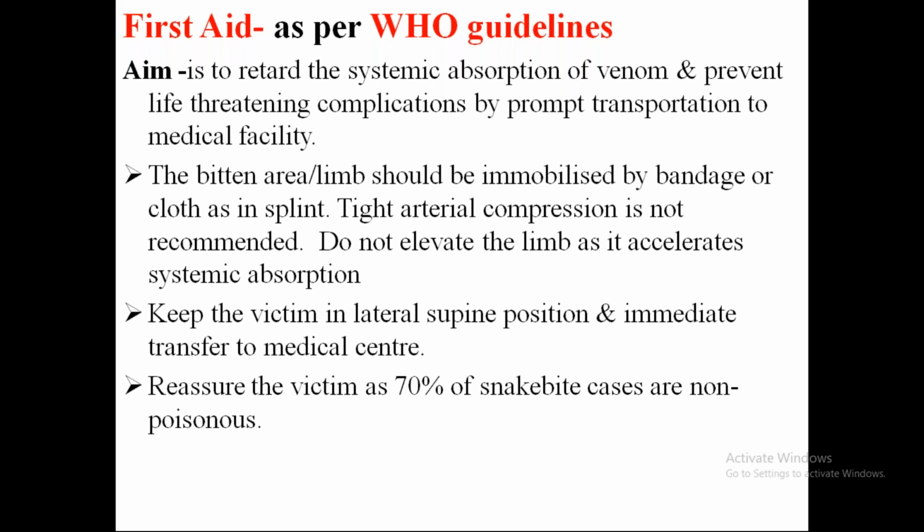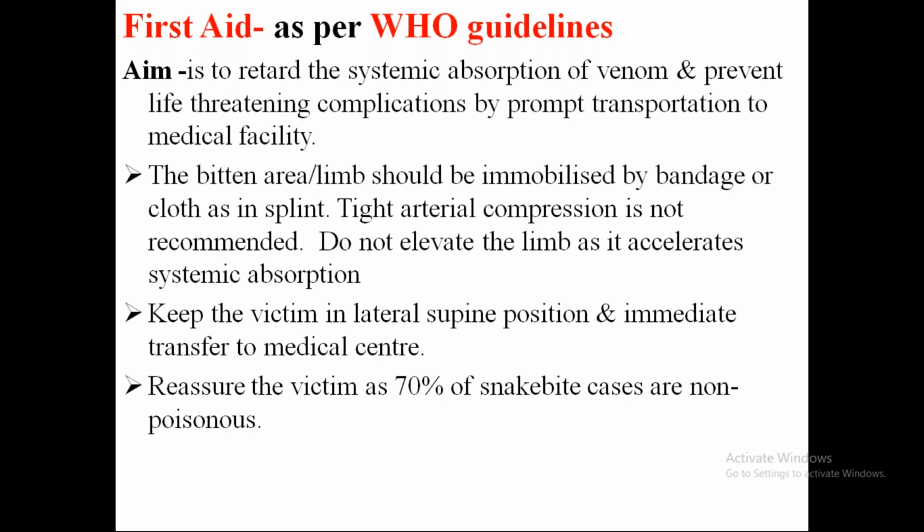Suppose the snake has bitten on the back of the leg, between the knee and the ankle. What to do is take a splint, whatever is available nearby. Definitely there will be a plant, some wood. Take that wood and tie it with a small cloth so that both the joints above and below the bite site are immobilized. If the bite mark is in the area of the calf, the knee joint and the ankle joint should be immobilized.